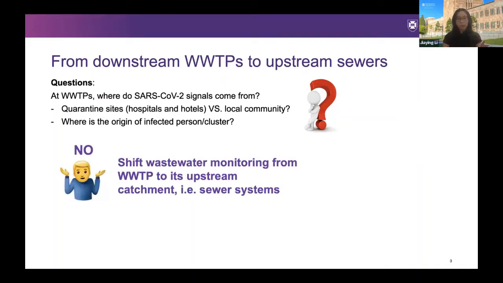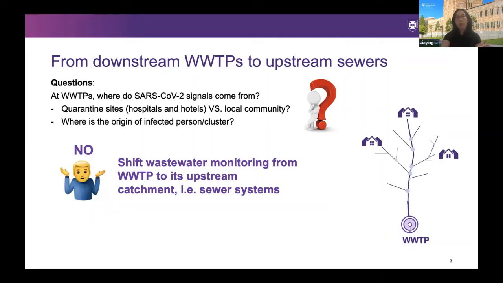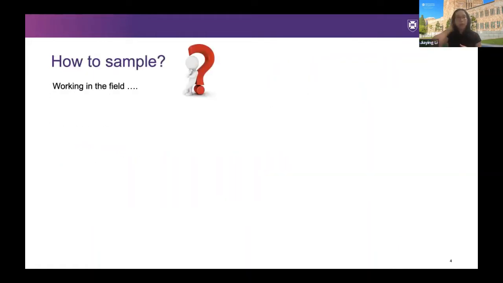We realized that if we purely rely on wastewater monitoring at the wastewater treatment plant, we won't be able to know where they come from, because the wastewater treatment plant receives wastewater from the entire catchment. So in order to better understand potential community transmission, we needed to shift wastewater monitoring from the wastewater treatment plant to its upstream catchment, which is the sewer system.